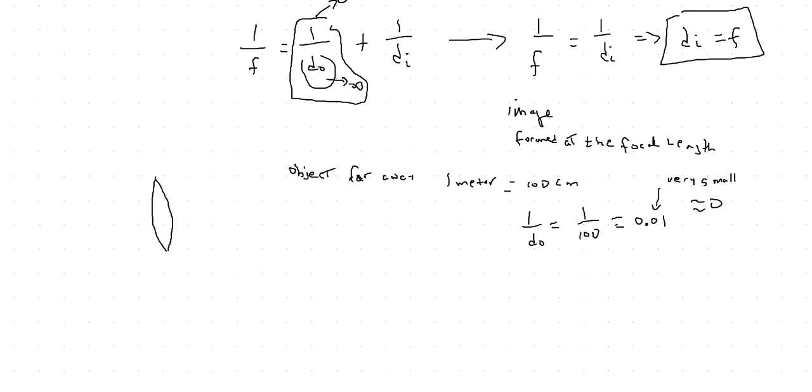Okay, so if we can put an object a meter away, then we can take the 1 over DO to be about equal to 0. And that would mean DI, where the image is formed, is equal to the focal length. Okay, now how do we do this?